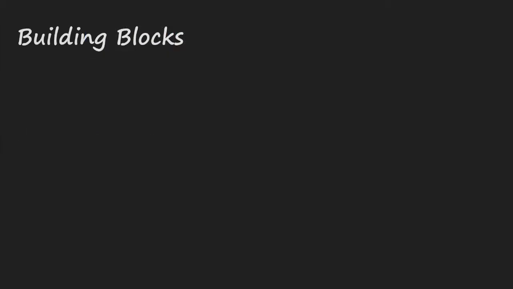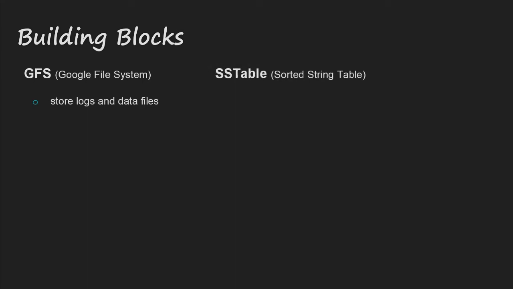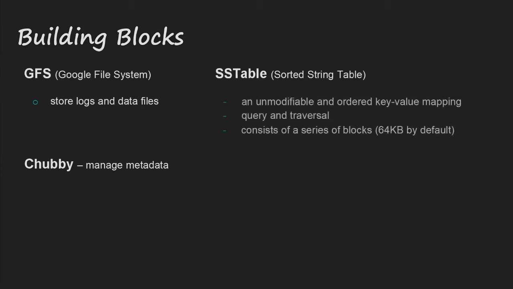In the part of building blocks, as mentioned before, Bigtable relies on several Google technologies. Google File System is used to store logs and data files. Data is stored in SSTable file format, and Chubby is used to manage metadata. The full name of SSTable is sorted string table, which is an unmodifiable and ordered key-value mapping, providing query and traversal functions. Each SSTable consists of a series of blocks. When the SSTable is accessed, the entire index will be read into memory.